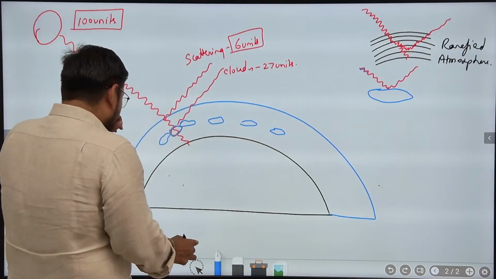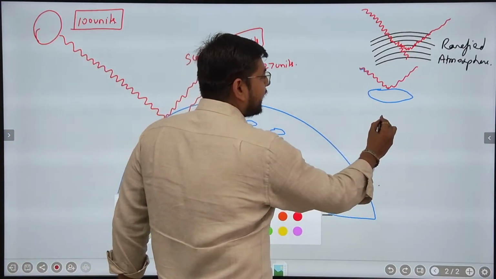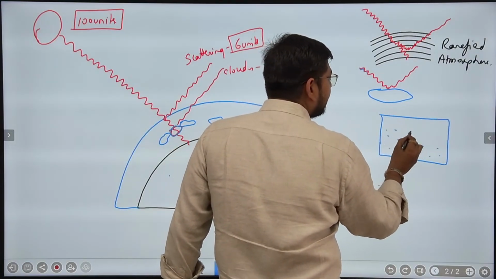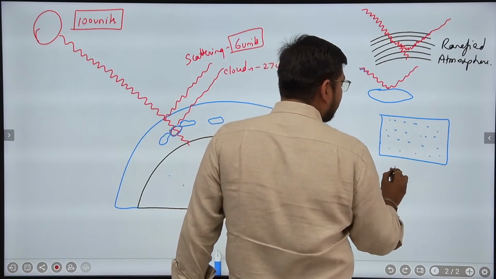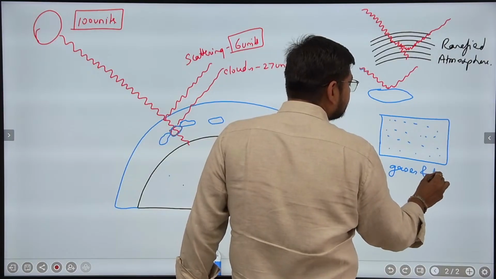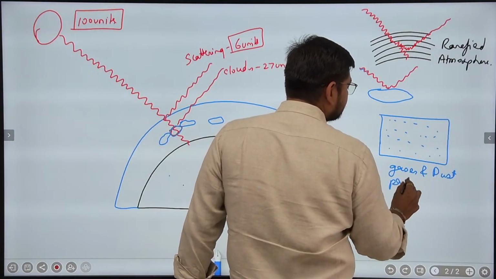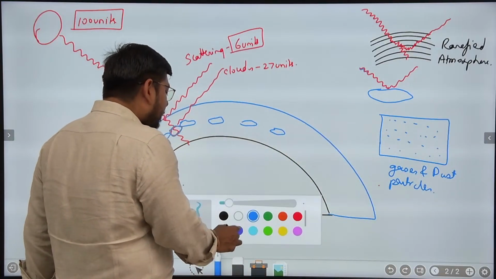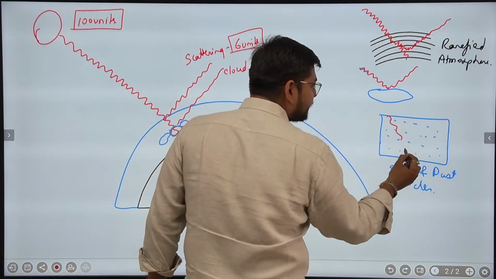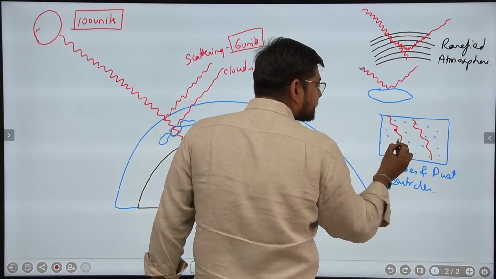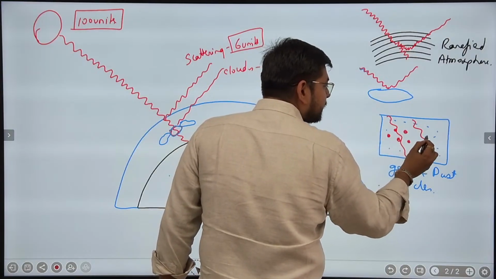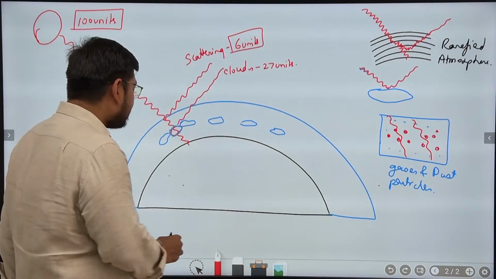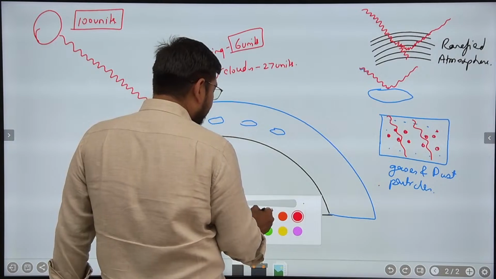Now, in this case, what will happen? Our atmosphere consists of various gases and dust particles also. What these dust particles and gases do is absorb a certain amount of insolation when the insolation is passing through. So it will absorb a certain amount of energy in this case. So here we see that a certain amount of energy is absorbed by the atmosphere. In this case, it will be 14 units.